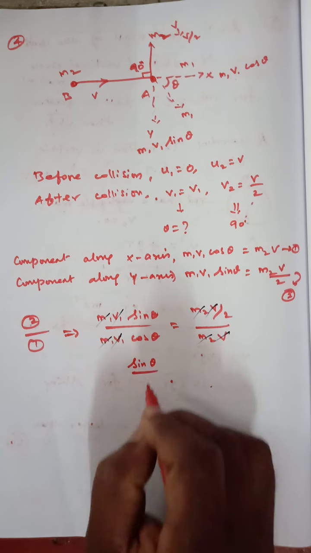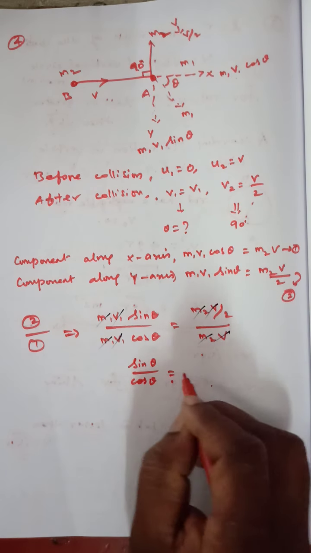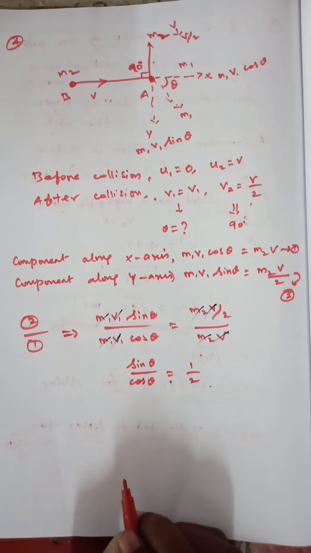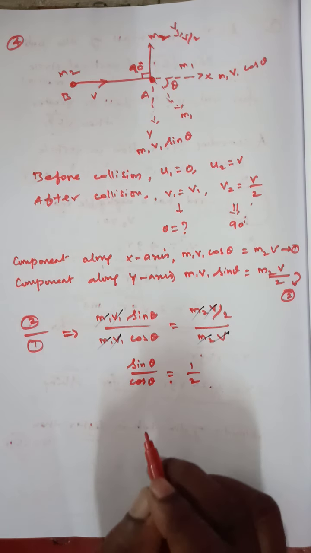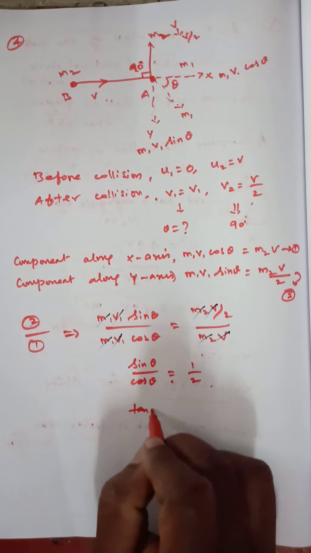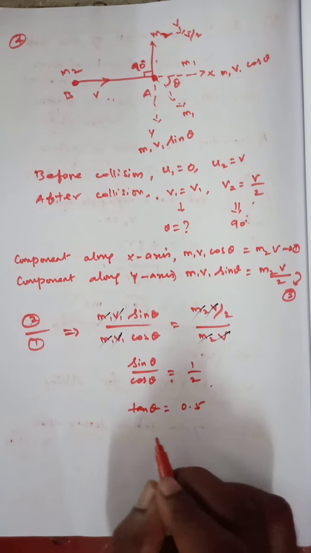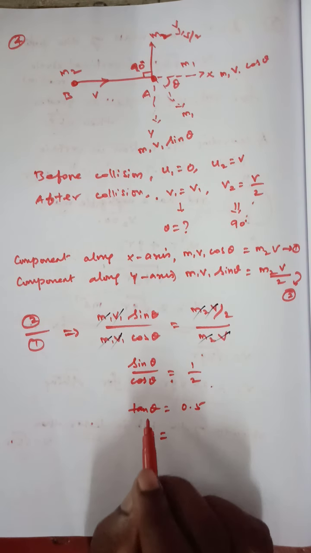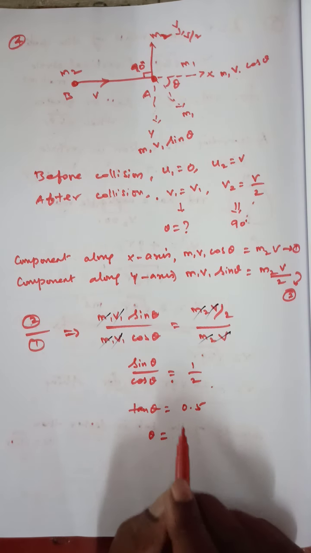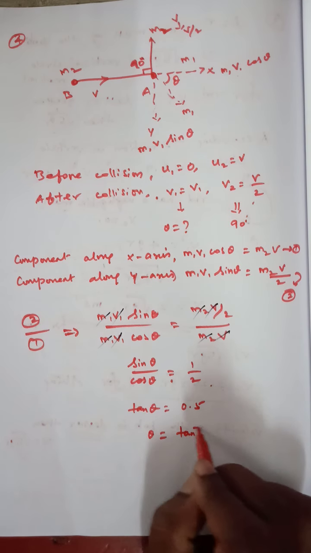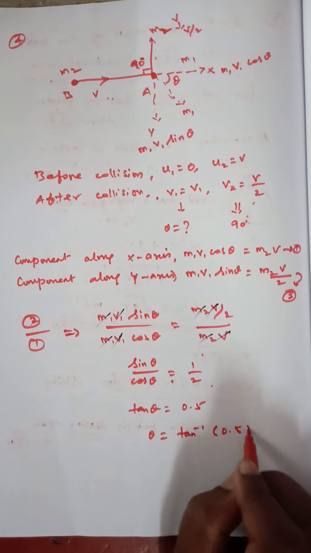Sin theta by cos theta is equal to 1 by 2, so write 1 by 2. Sin by cos is nothing but tan. So write tan theta is equal to 1 by 2, which is 0.5. Then theta is equal to, tan is multiplied here, crossing the equal sign it becomes 1 by tan, so you write tan inverse. So theta equals tan inverse of 0.5.